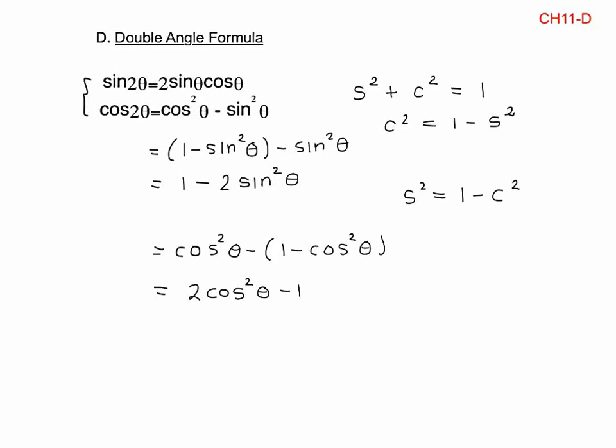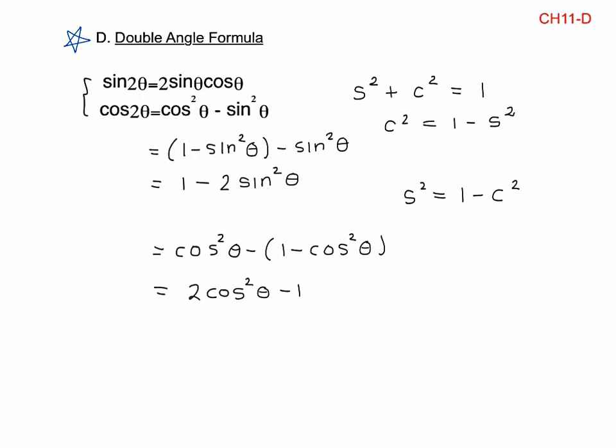In this video, we will talk about double angle formula. This is one of the important sections in Chapter 11. You will have to memorize the formula for Chapter 11 exam. However, formula booklet will be provided for you for the unit exam that consists of Chapter 7 through 11.